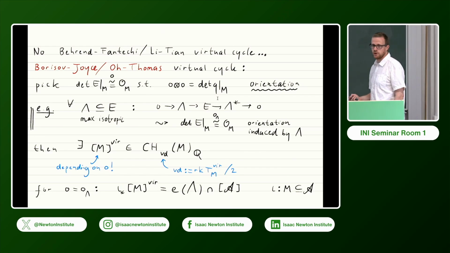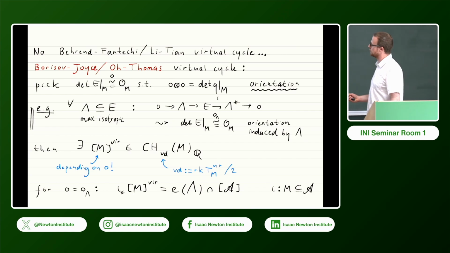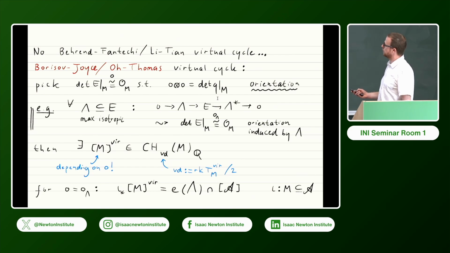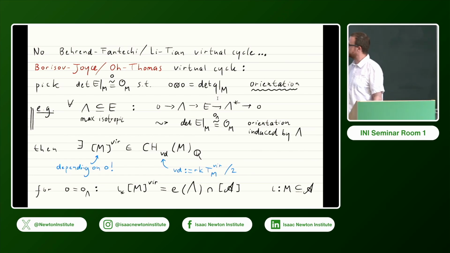So how do you produce orientations? One way of producing orientations very concretely is as follows. You pick a maximal isotropic subbundle lambda. Then in the short exact sequence, the cokernel can be identified with the dual of lambda. So this short exact sequence produces an isomorphism of the determinant of E with O. So any lambda will give you an orientation, O of lambda.